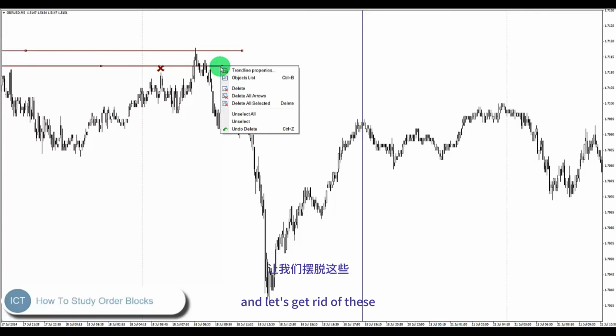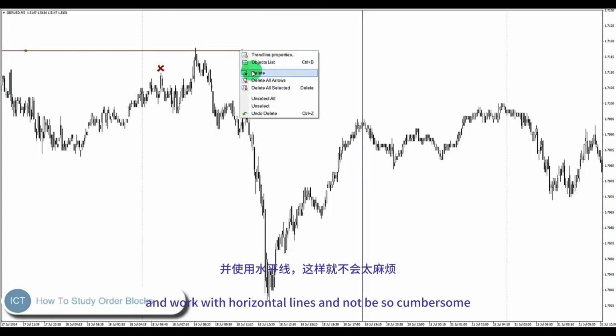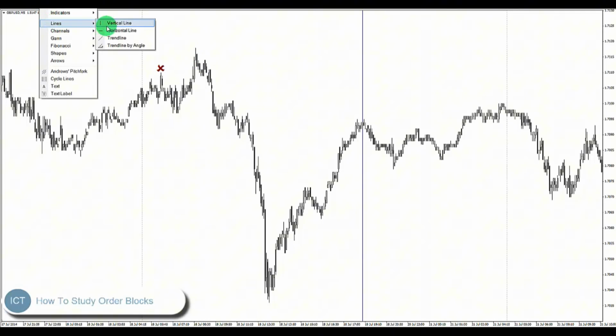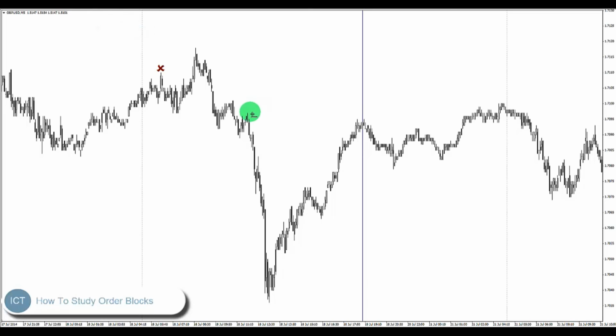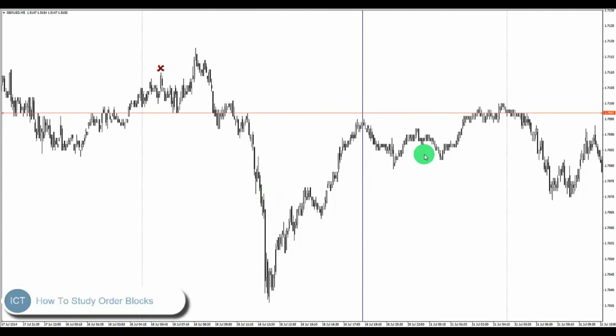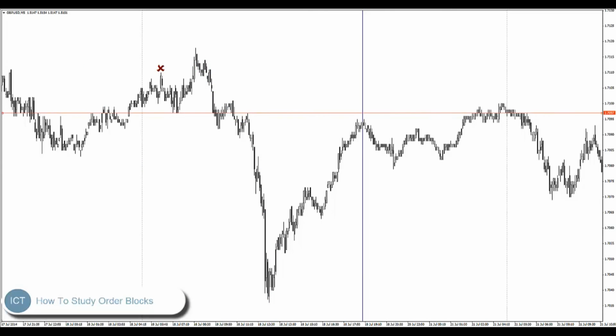and let's get rid of these and work with horizontal lines and not be so cumbersome. So we have this bullish candle prior to the move lower. So we are inside that order block here. Price structure is from this high down to this low.